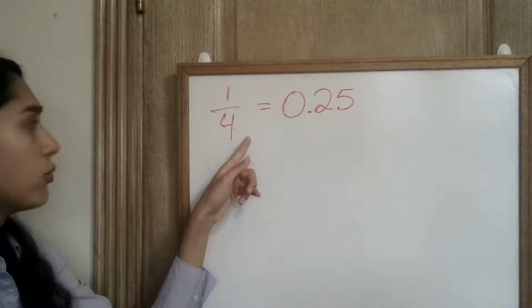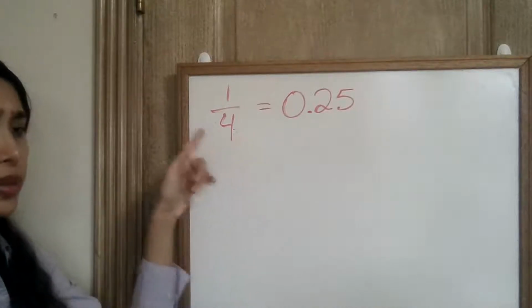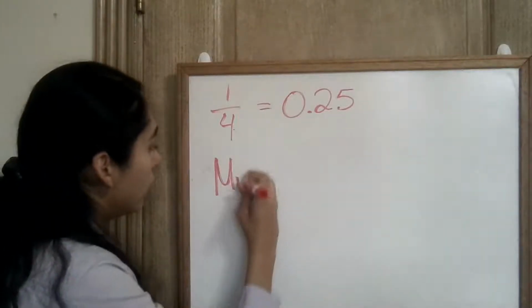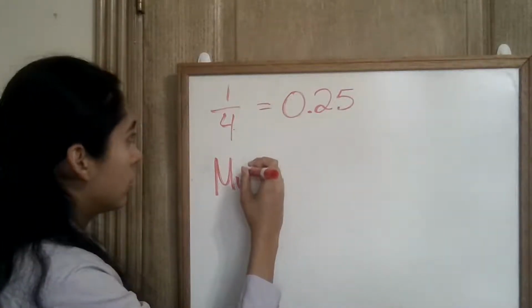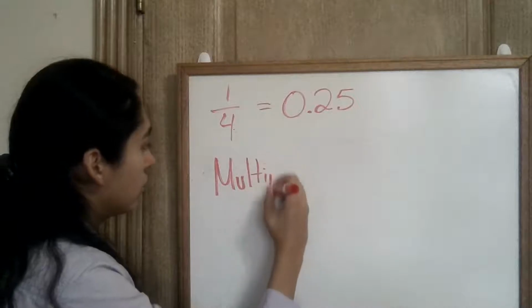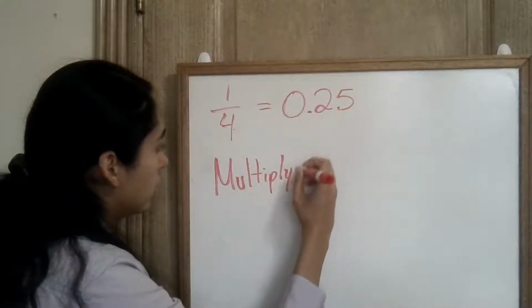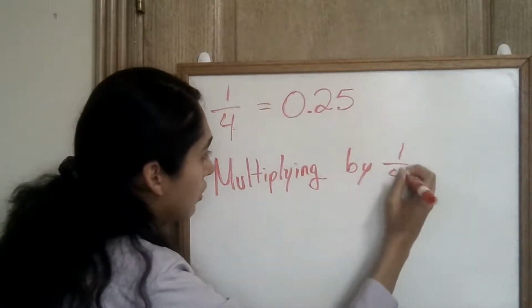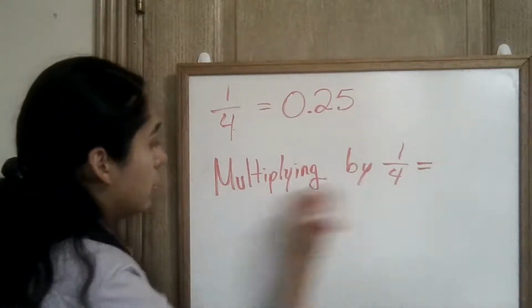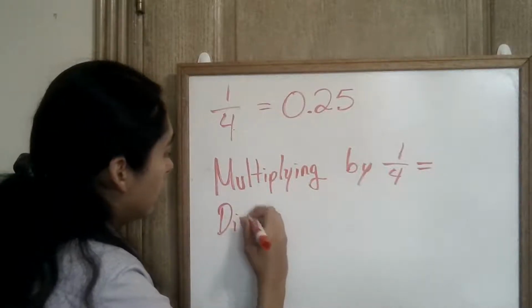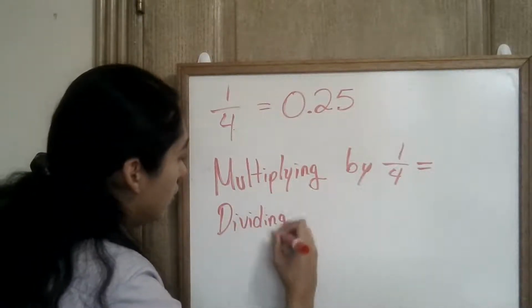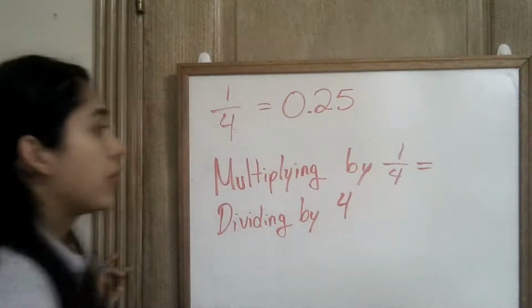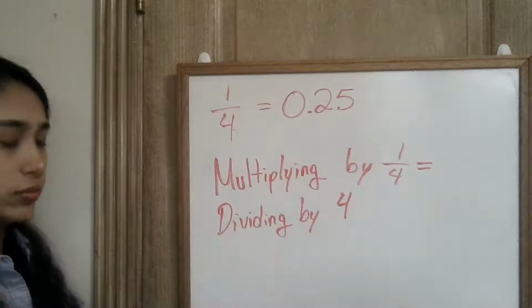You're like, divide by 4? Don't you mean multiply by 1/4? Well, if you remember from our previous lesson, and the reverse is also true.